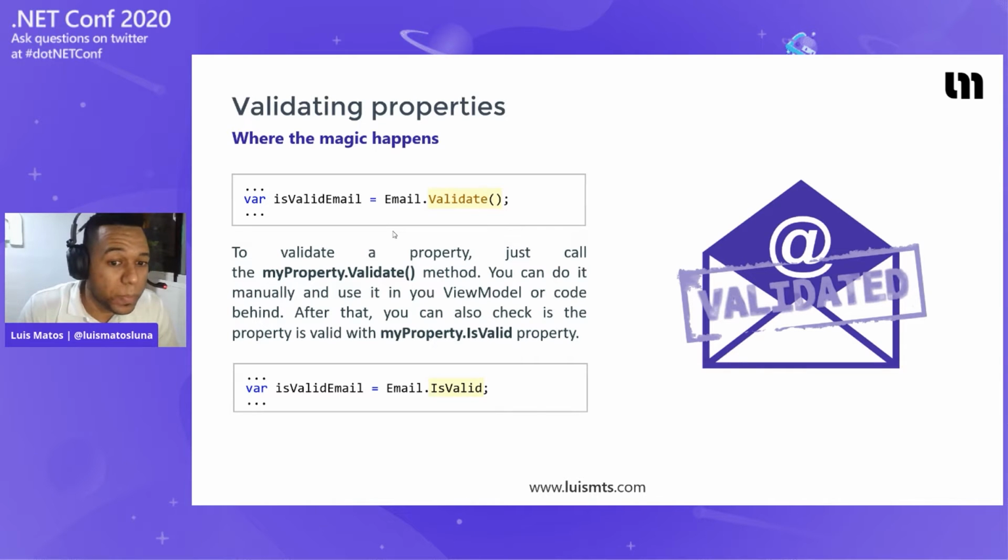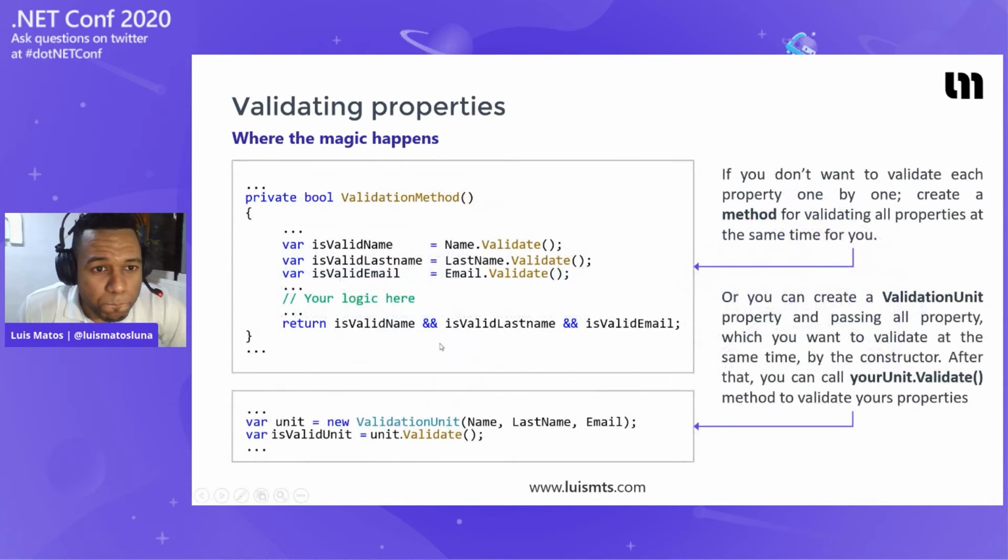Now we need to validate the property. How do we do it? Easy. We just call the property and call the method that the property has, that is Validate. That returns a bool that tells you if the property is valid or not. And you can also see if the property is valid just by calling the IsValid property. This is an example of how you can validate your property, where the magic happens, right?